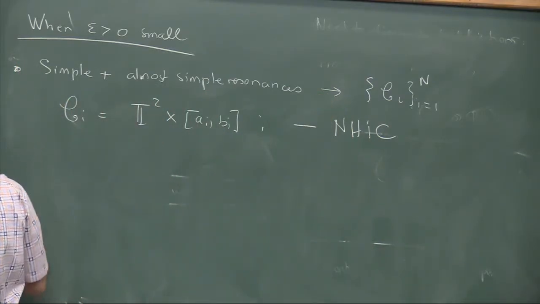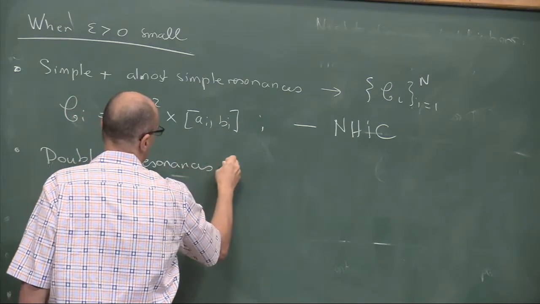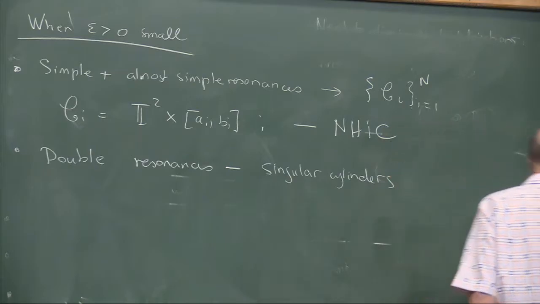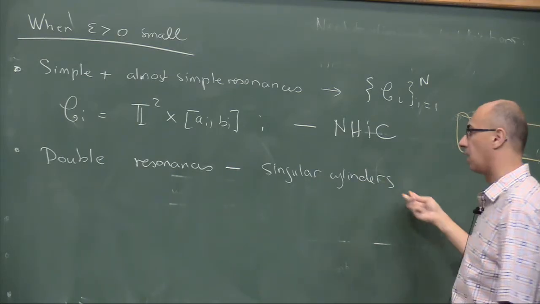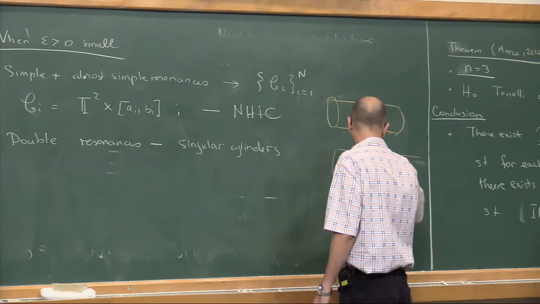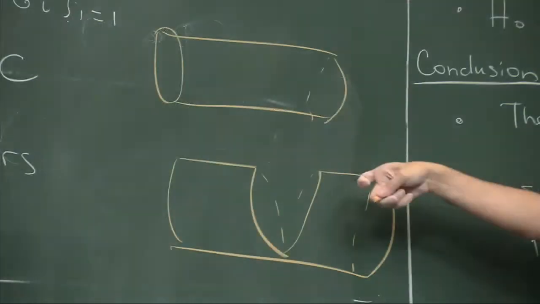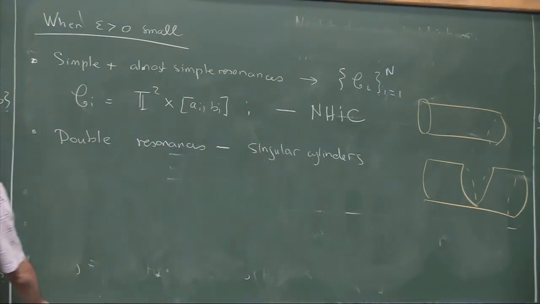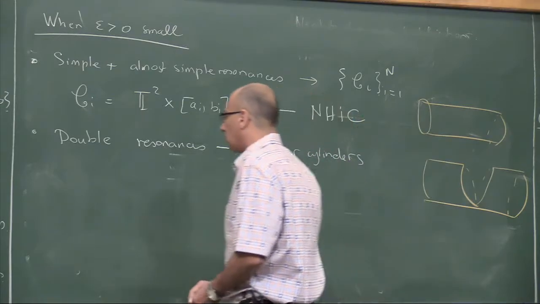And at double resonances, you have so-called singular cylinders. So first you have cylinders that look like that, and at double resonances, you have a cylinder with a three-dimensional disk removed. So these are the singular ones. So what are the properties?